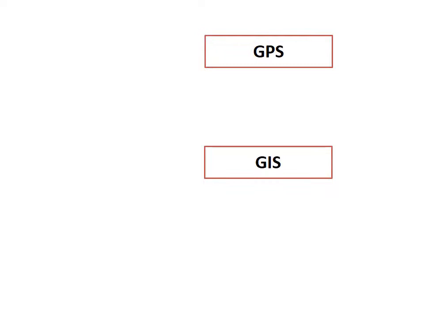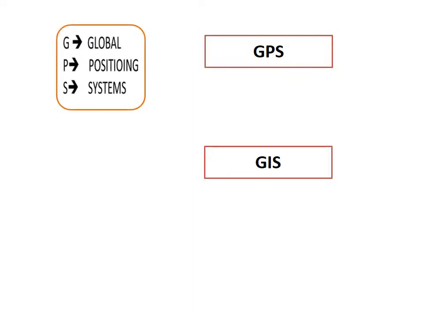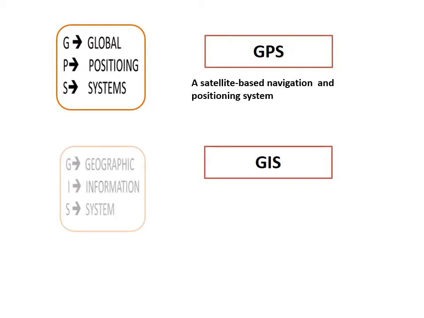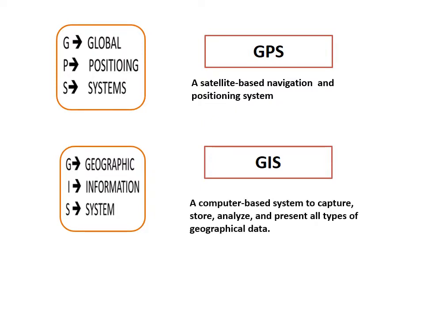GPS and GIS are often used together, and we'll be working with both in this class. GPS is the acronym for Global Positioning System. This is the satellite-based navigation system that your GPS unit utilizes for positioning. GIS stands for Geographic Information System. This is the computer-based system designed to work with geographical data sets. You are all familiar with ArcMap GIS.